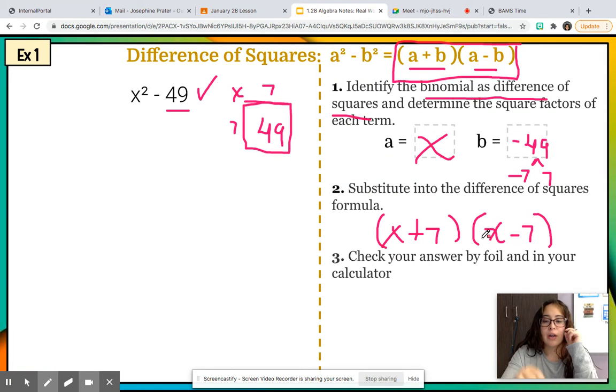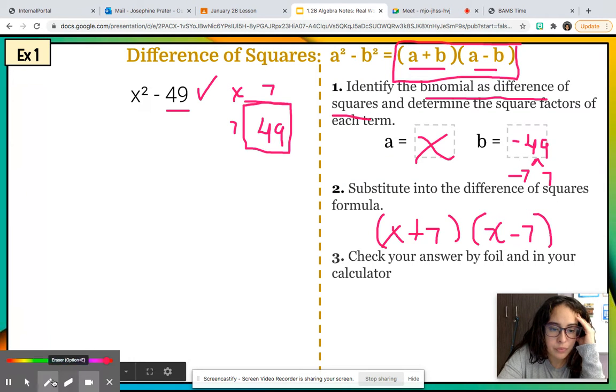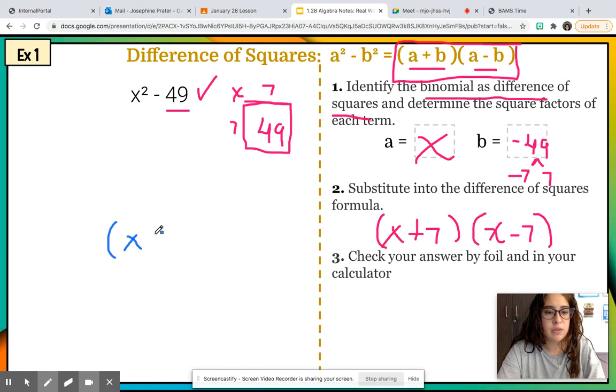So now we're going to check our answers. I'm going to take what I've just generated and basically multiply across.